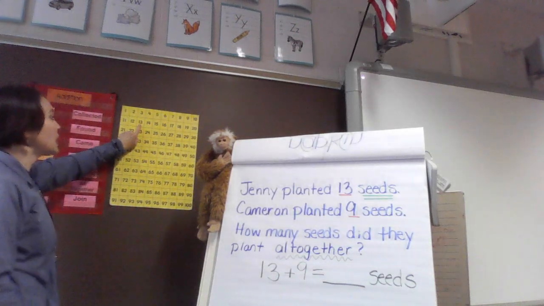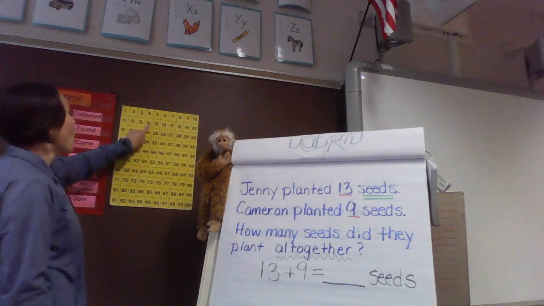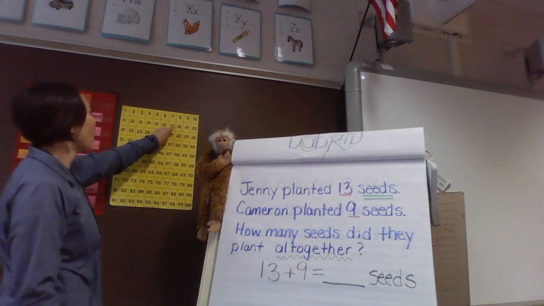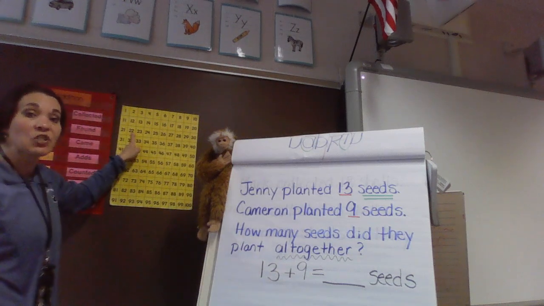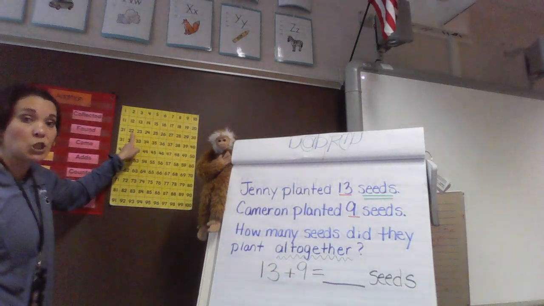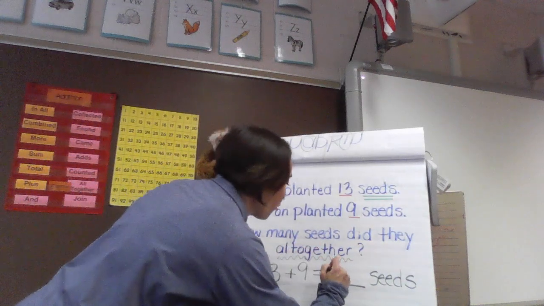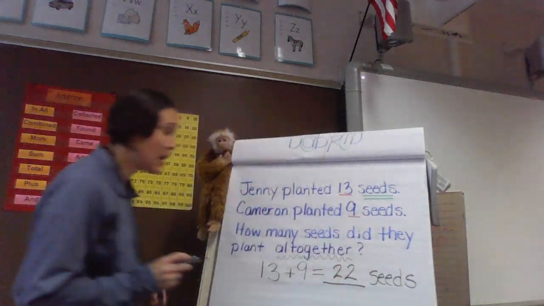So here I go, 13, and I'm going to do 9 hops. 1, 2, 3, 4, 5, 6, 7, 8, 9. My end result would be 22. So therefore, they found 22 seeds.